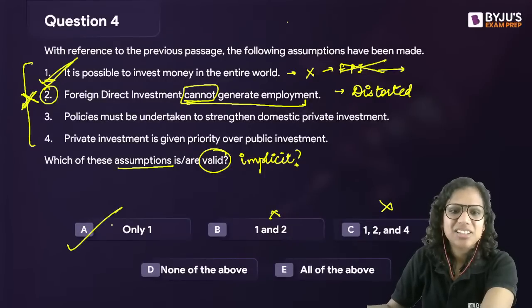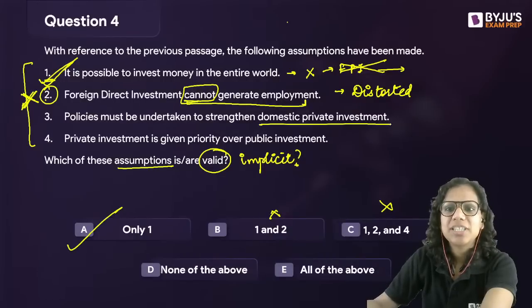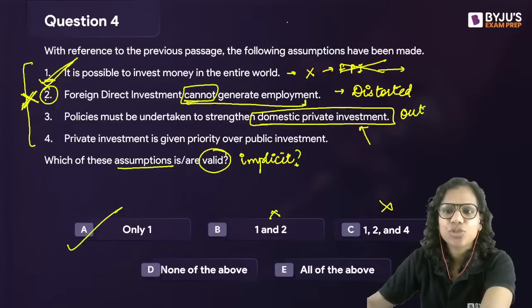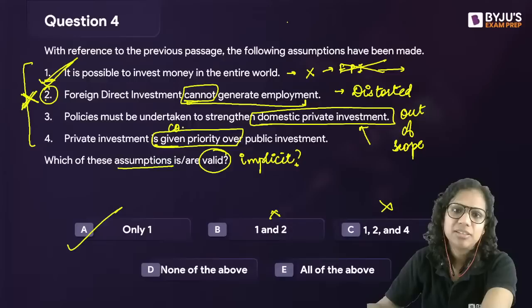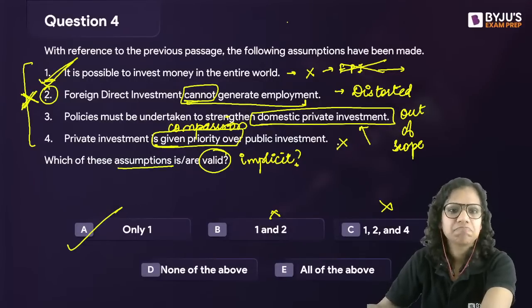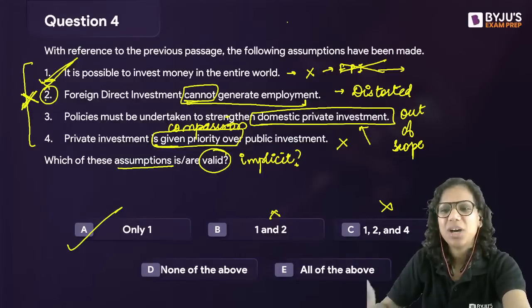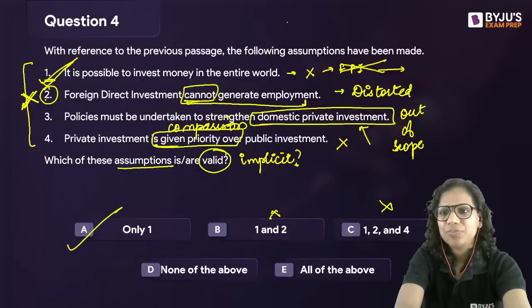1 is implicit, so now I know my answer. I don't even need to look at 3 and 4 because the options are such, but let's look at them. Policies must be undertaken to strengthen domestic private investment. We haven't discussed that in my previous paragraph, so this goes out of scope. Then it is given priority over. No such comparison has been made in the paragraph that it is given priority. Eliminated. So only 1, A is the answer.